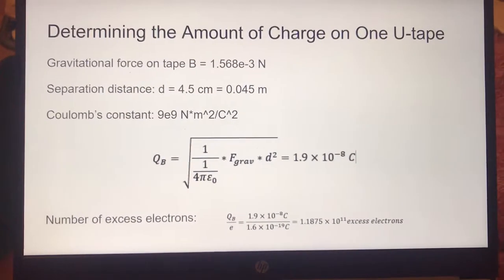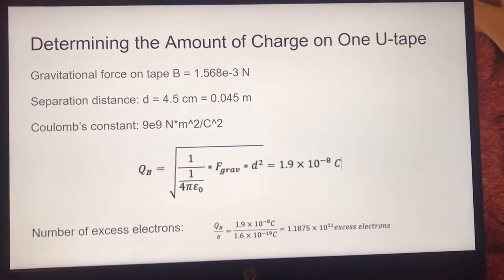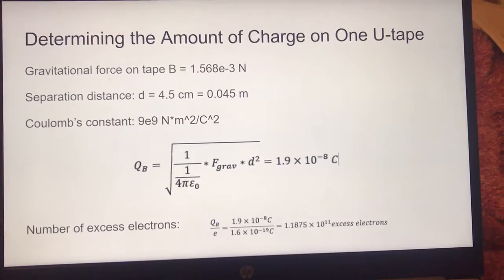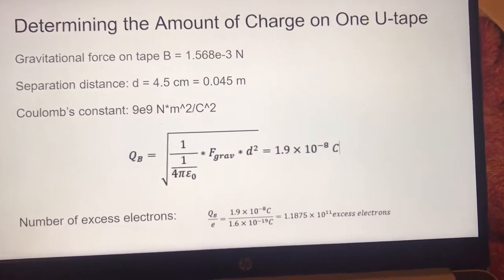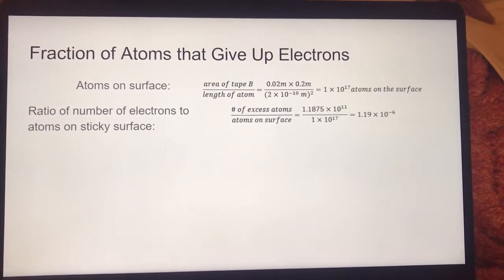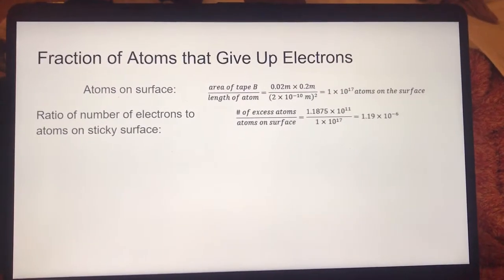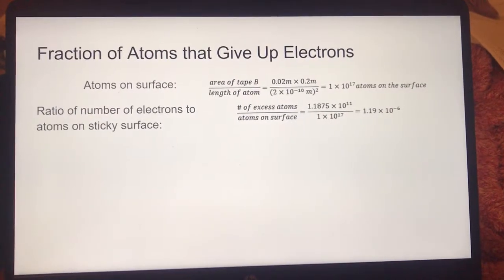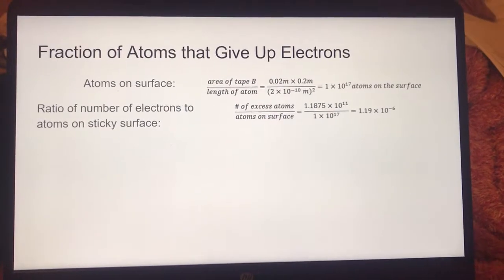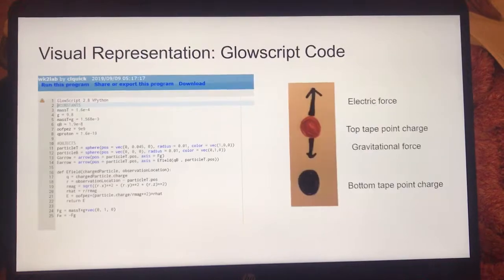We found the number of excess electrons to be the charge of the tape over the magnitude of the charge of an electron, which gave us 1.1875 times 10 to the 11 excess electrons. We found the fraction of atoms that give up electrons by finding the ratio of the number of excess electrons to the atoms on the surface of the tape, which gave us a 1.19 times 10 to the negative 6 ratio.